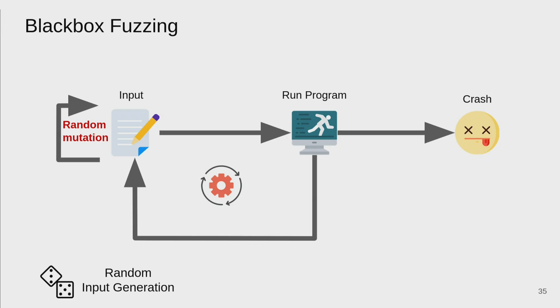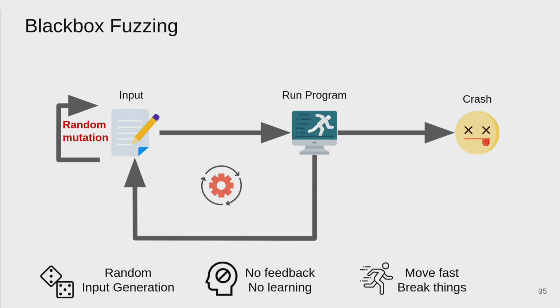Input generation is random, maybe based on a grammar or based on some other detail that we can add. Maybe we can make this format specific to get past some of the fuzzing obstacles that we mentioned before. But essentially, this is random and independent. Each input is independent from all the others. There's no feedback, no learning, right? So the fuzzer does not learn what good inputs are. So in the end, it's about moving fast and breaking things.